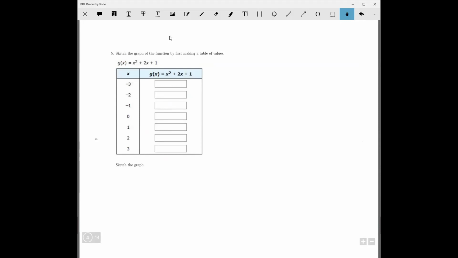That's actually more like a family of functions. Okay, so here we have the very first problem: sketch the graph by first making a table of values. So for this one, x is -3, and you're going to calculate g of -3. That means everywhere you see an x, it gets replaced with a -3.